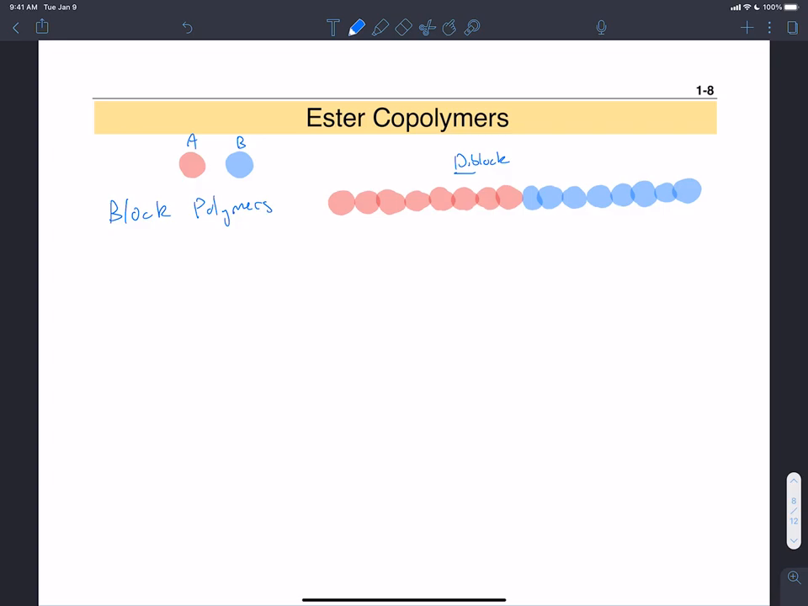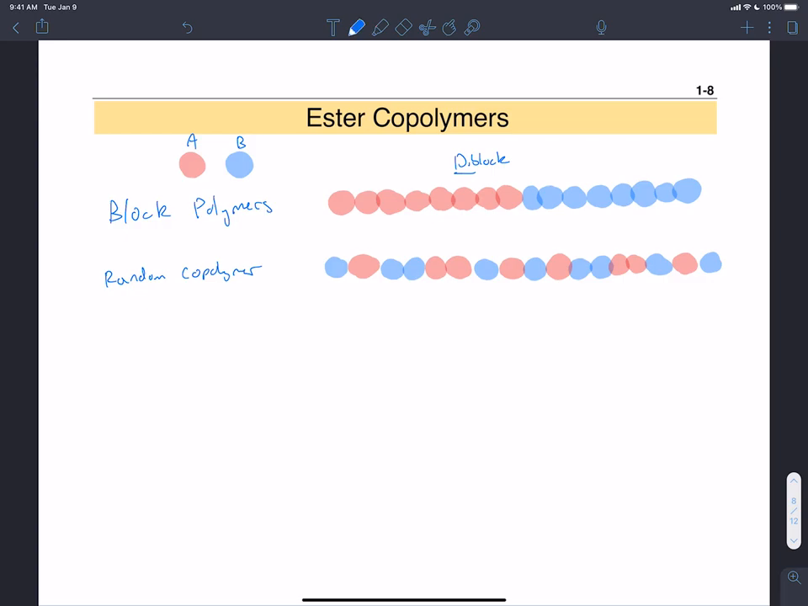But just to go through a few other types, if you had A and B together in just a random arrangement, this would be called a random copolymer. Let's see how random I can make this. Because you could have two right next to one another. You may have a series where they're alternating and they're joined again. And again, there's not any regular long range order amongst these systems. So imagine there aren't any true gaps between any of these monomers. They're all connected.